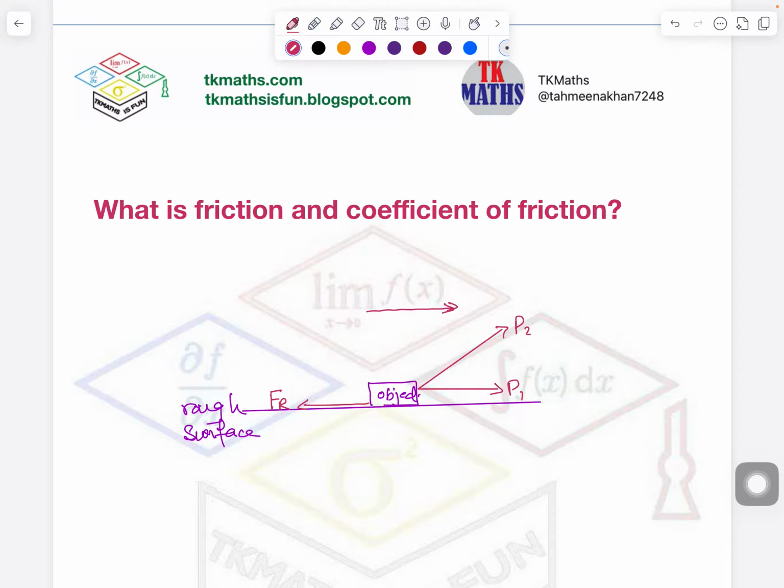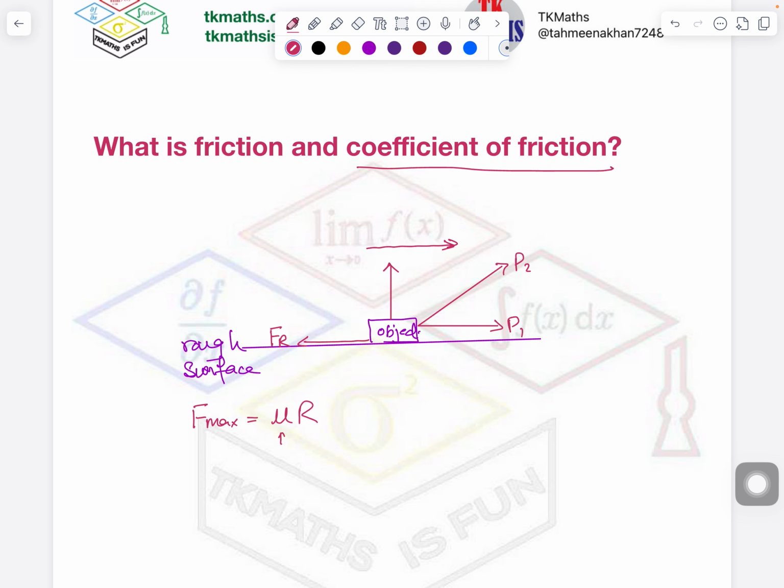One very important thing: the maximum friction is given by mu R, where mu is the coefficient of friction and R is the normal reaction. We have seen this in the previous cases, and how to calculate it when multiple forces are applied on the object. But in all those cases, the surface was smooth. Now we will focus on when the surface is rough. So this is called the coefficient of friction, and if you rearrange it, it becomes maximum friction divided by R. So the coefficient of friction is basically a ratio and it has no dimension.